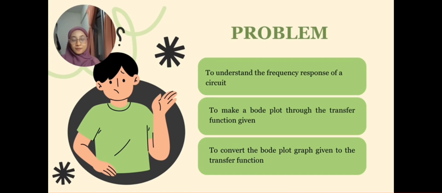The next content is the problem. The problem in this assignment is to understand the frequency response of the circuit, to make a Bode plot from the given transfer function, and to convert the given Bode plot graph to the transfer function.